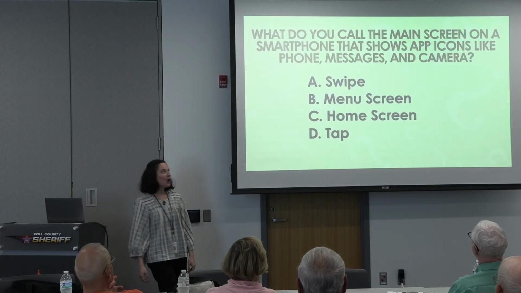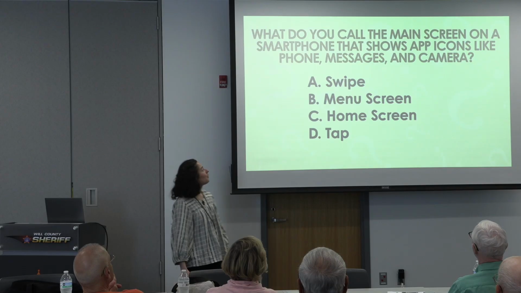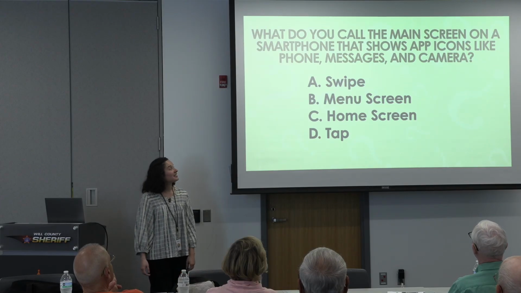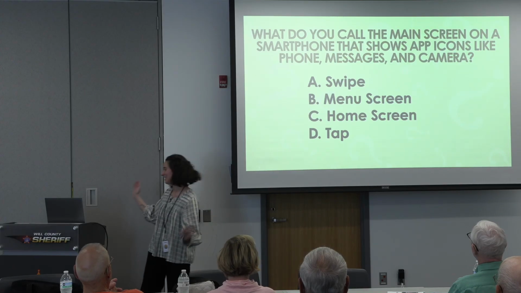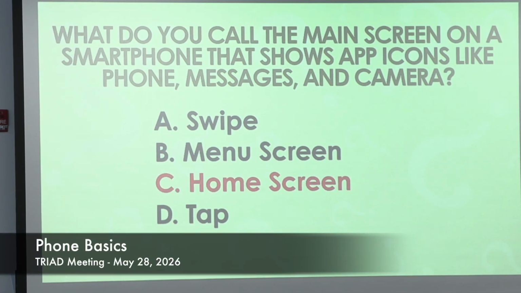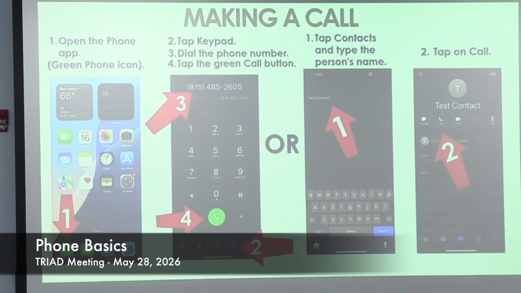So, what do you call the main screen on a smartphone that shows app icons like phone, messages, and camera? What do we call that? Yes, it is your home screen. Perfect.